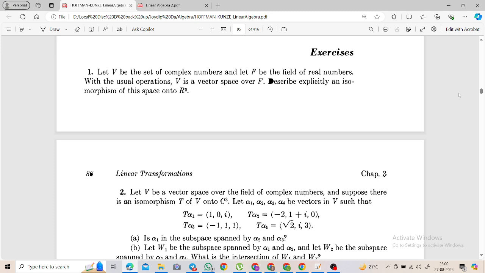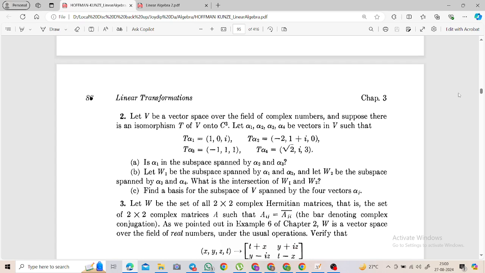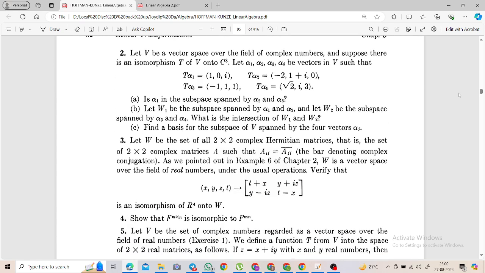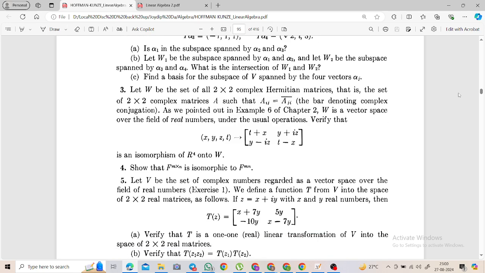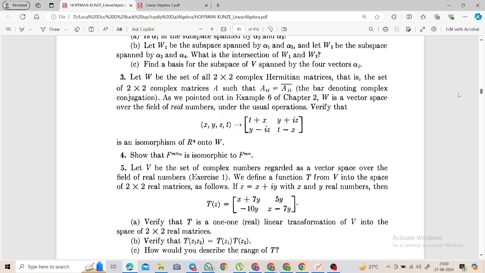Describe an explicit isomorphism. Okay, I think you can do it. This is pretty easy. I mean, when I am saying these are easy, it might not be easy for you. You can try this at home, of course.